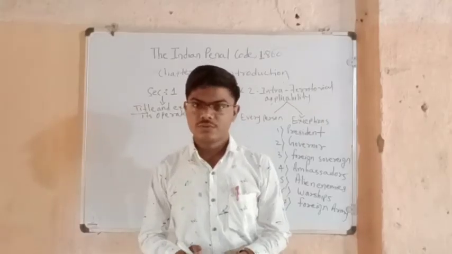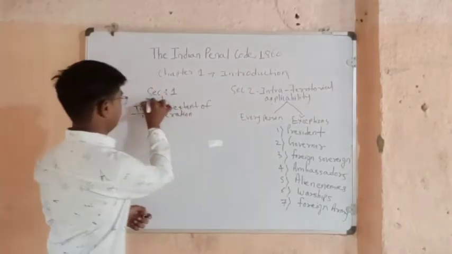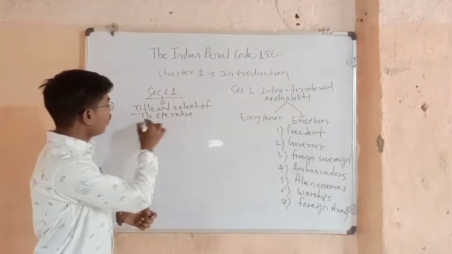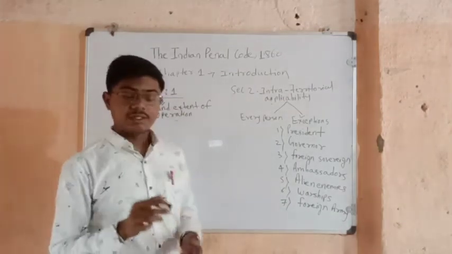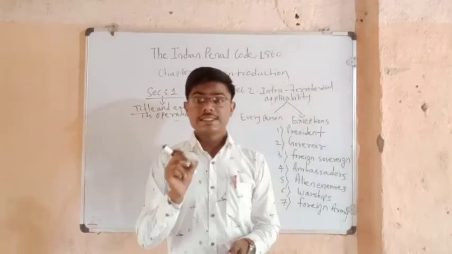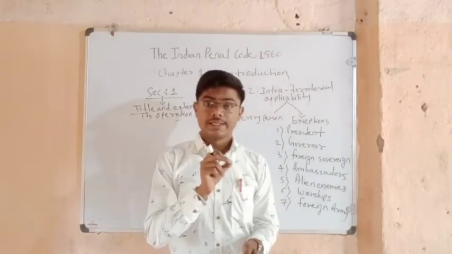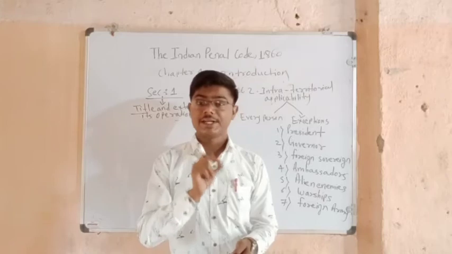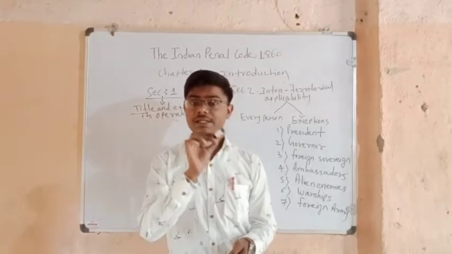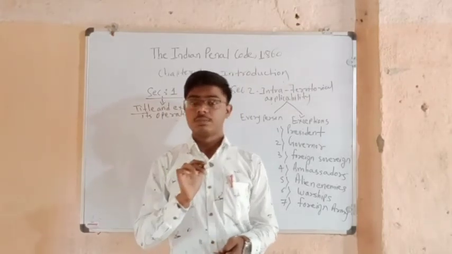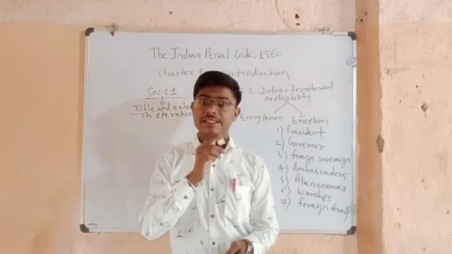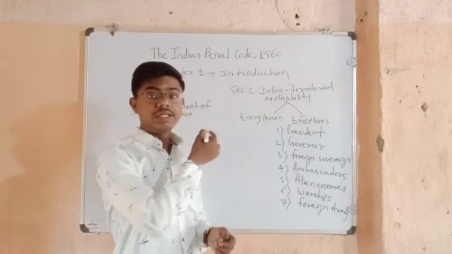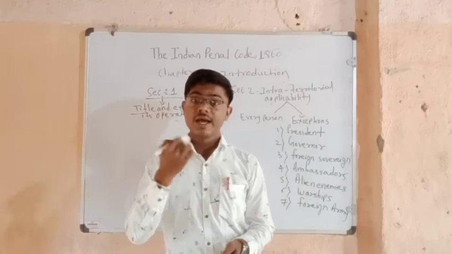Now friends, we are going to discuss the first section, that is title and extent of its operation. Here friends, Section 1 says this Act shall be called the Indian Penal Code and extend to the whole of India except the state of Jammu and Kashmir. But friends, after revocation of Article 370, it is also applicable to J and K, meaning Jammu and Kashmir.